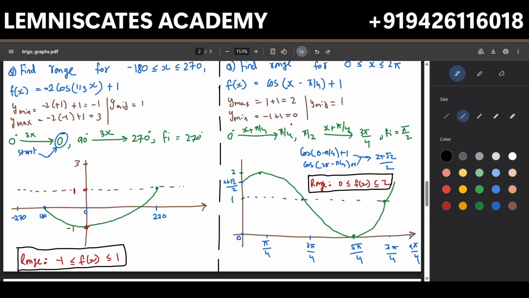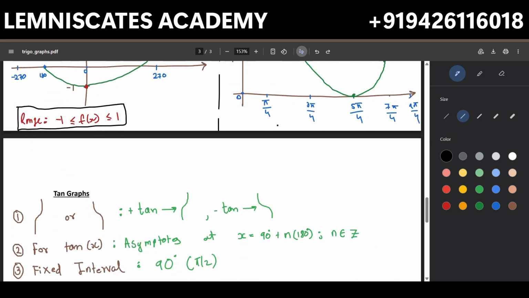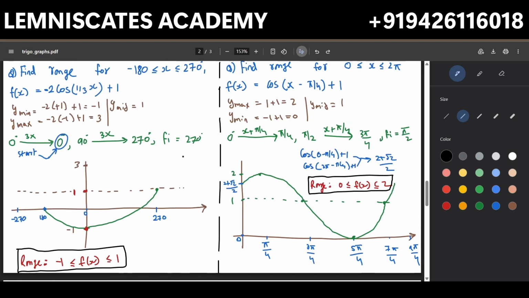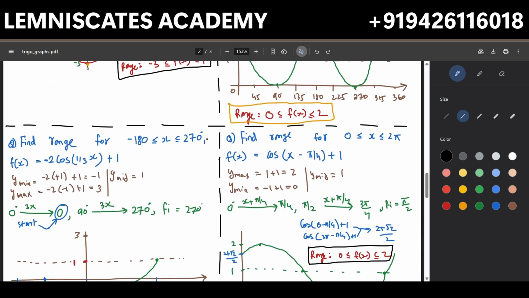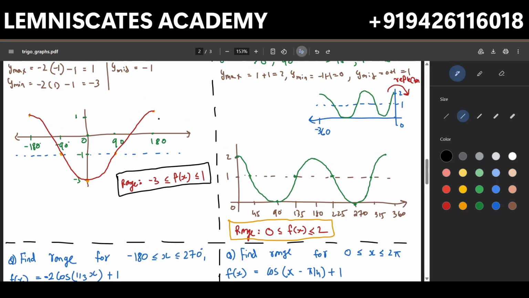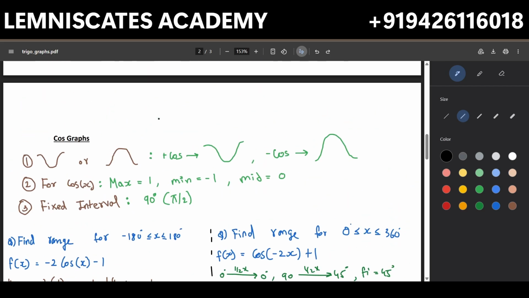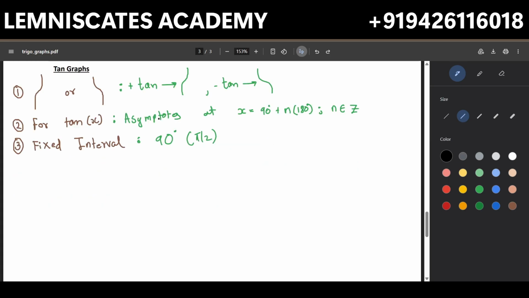So yes, this was the practice with respect to the cos graph and the sine graph. For the tan graph, it is slightly different than what I have taught you for the sine and cos, but regardless of that, even that is easy. But one important thing that I'd like you to do as a part of the practice, please use Desmos, create your own questions, and keep on solving until you are 100% confident. Now, finally, moving on towards the tan graph.